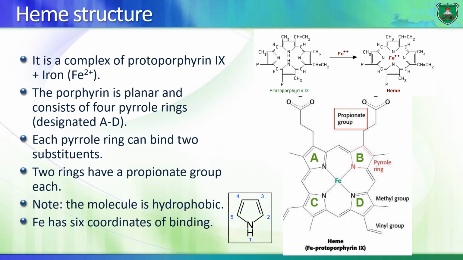Now, these porphyrin molecules overall are hydrophobic, flat, and planar, and they are composed of 4 rings known as pyrrole rings. This is a pyrrole ring right here. So you have 4 rings, A, B, C, D. That's how they are designated. Each ring can be conjugated to 2 groups. In the case of heme, the groups are methyl, vinyl, as well as 2 groups of propionate. And notice that these propionate groups are charged.